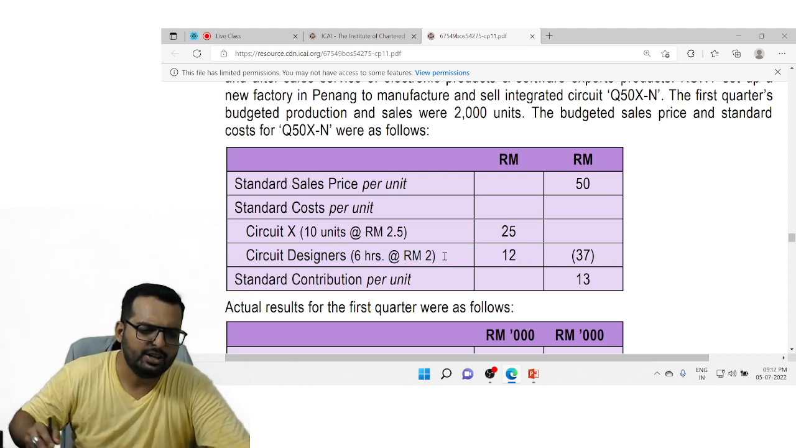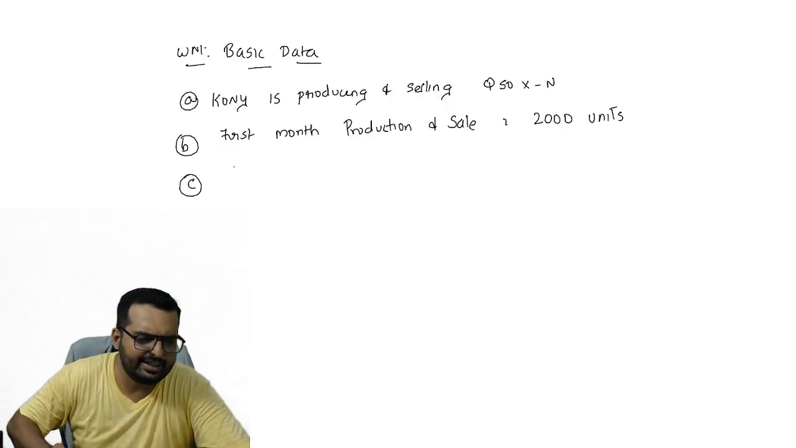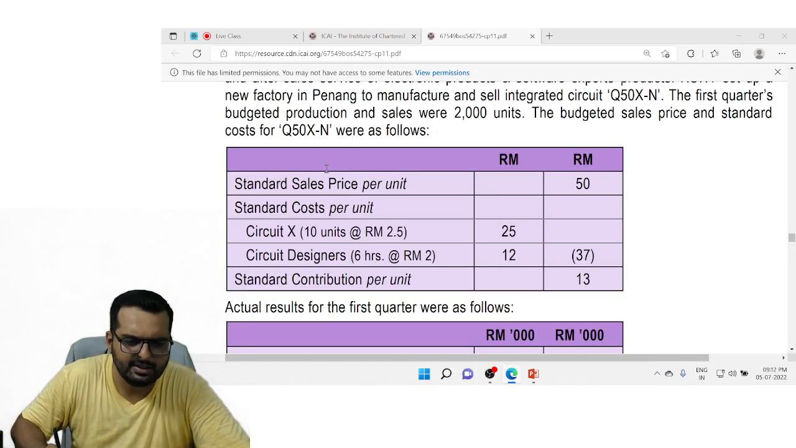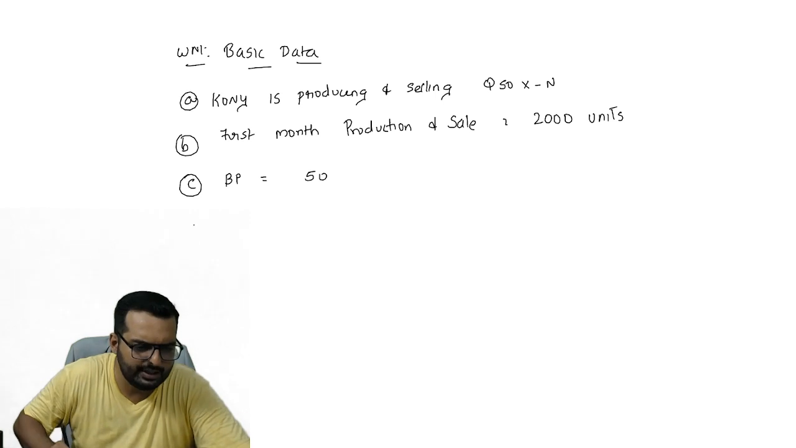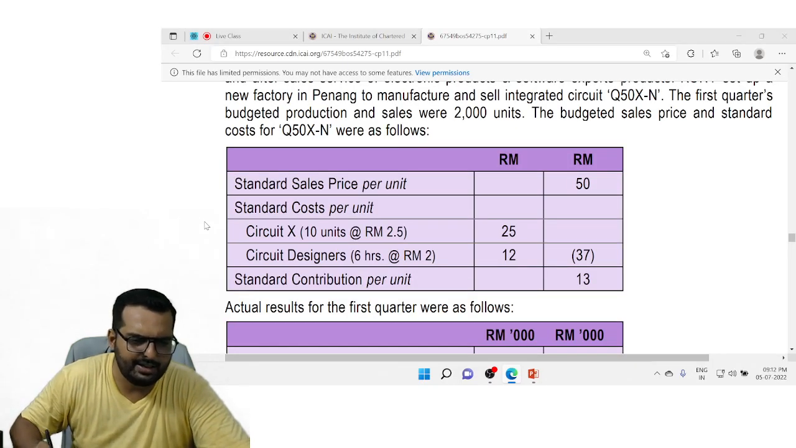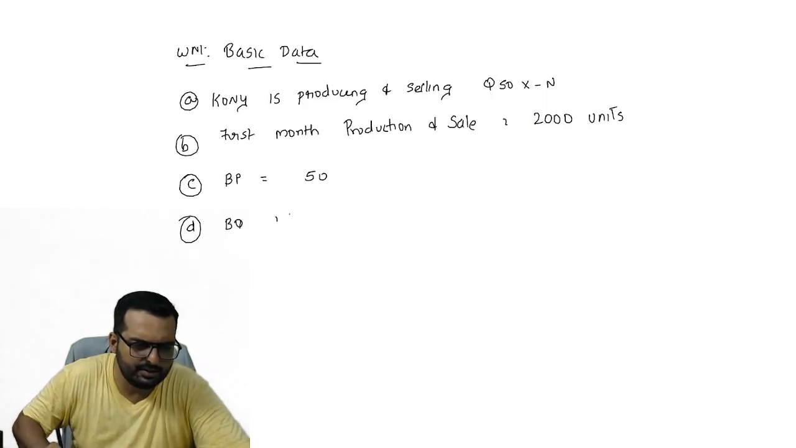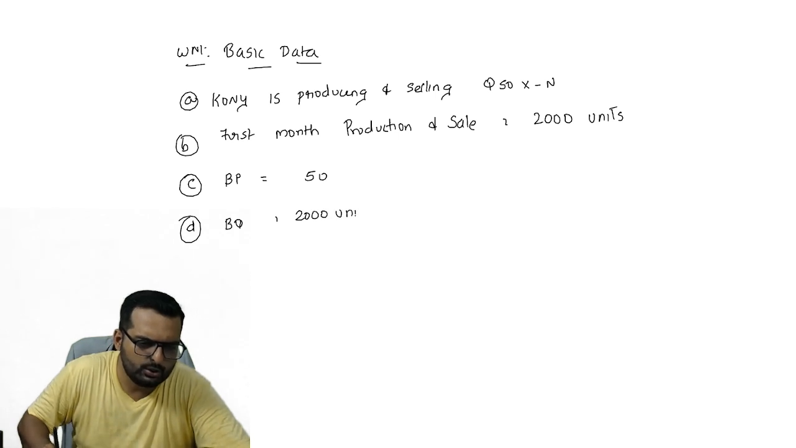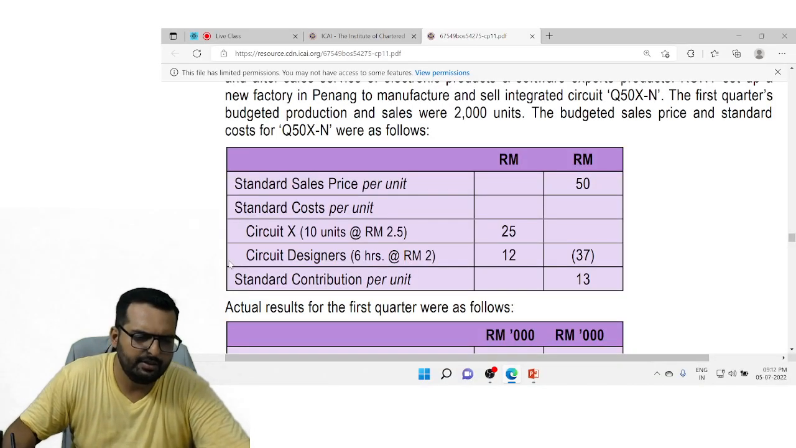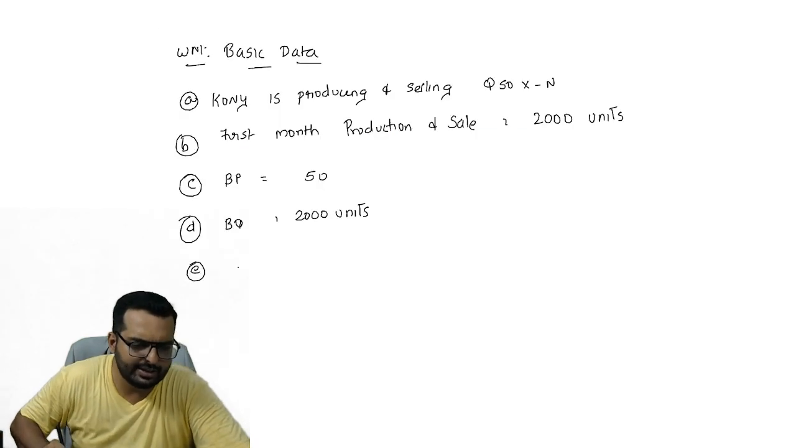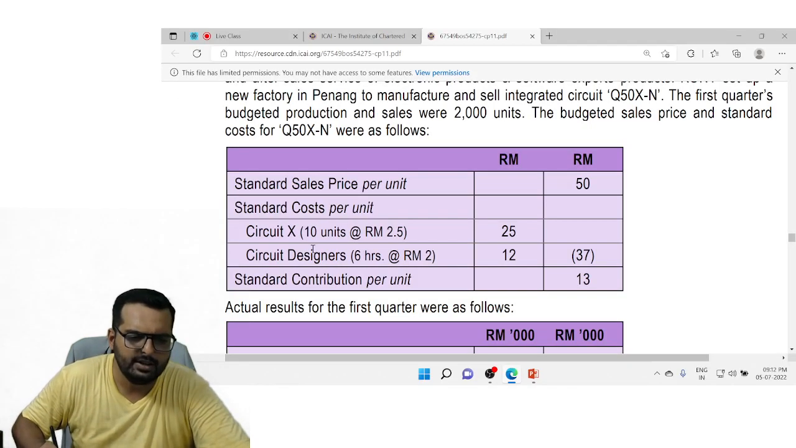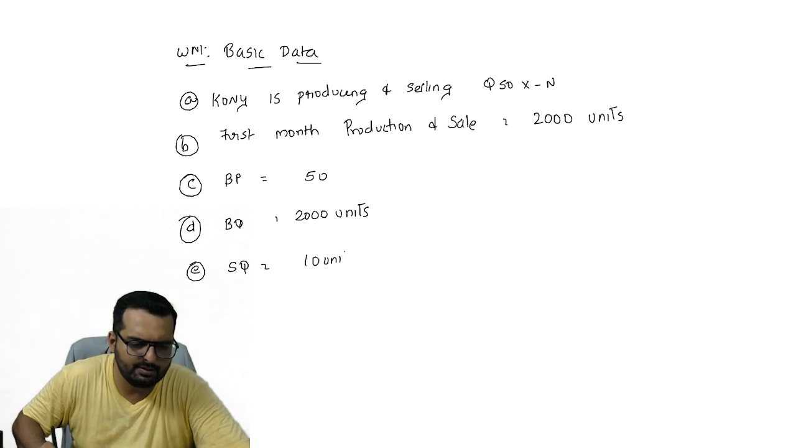All right. So, friends, from this, I can just go and find out BP. BP is the budgeted selling price. That is told to be how much? 50. Budgeted price is given. BQ is given. That is also given as 2000 units. Am I right? Let's continue reading. X 10 units. So I can say SQ is also given. SQ is 10 units.